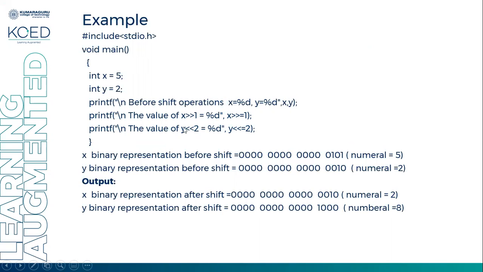This is an example which we already discussed. Integer x equal to 5, integer y equal to 2. Before the shifting operation, x equal to %d, y equal to %d, x comma y: x equal to 5 and y equal to 2. I am right shifting x by 1. What will happen? The 1 will go out, and another 0 will be added. It will become 10, so the numeral value of x becomes 2. Why am I left shifting y by 2? What will happen? The 2 zeros will be added on the right side, so 10 will become 1000. The equivalent numeral value of 1000 is 8.